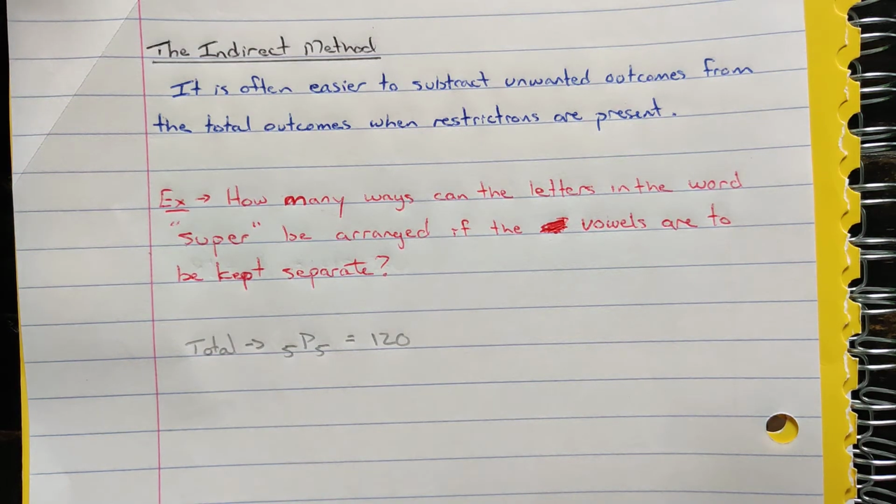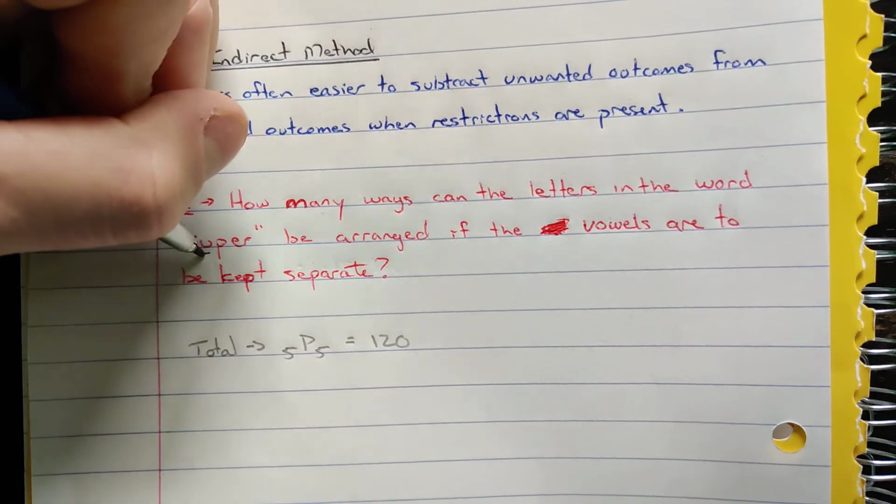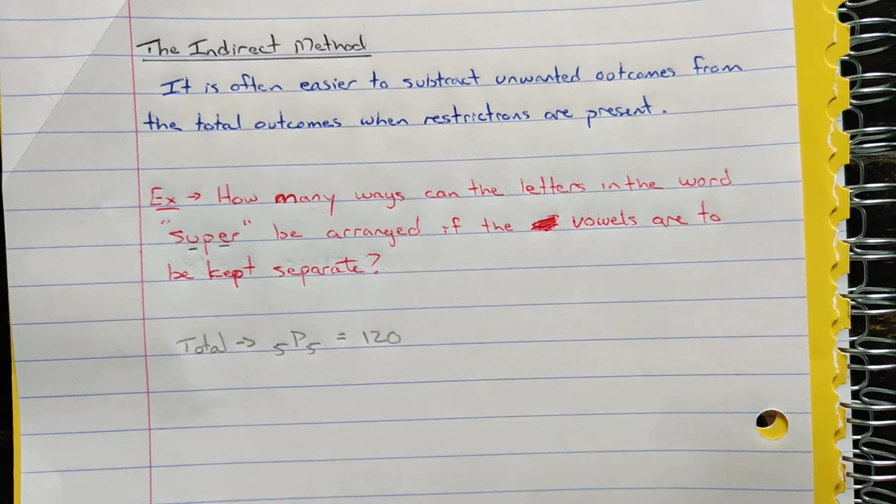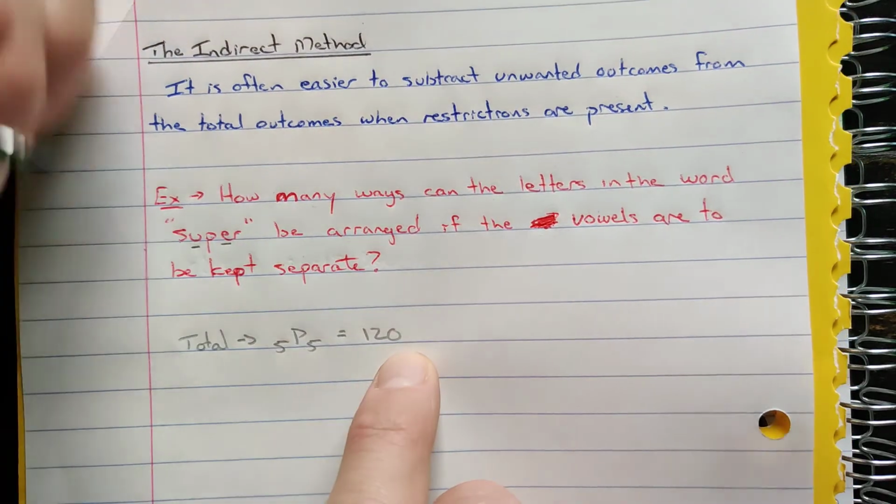Now, if we have to keep the vowels separate, that means they're not going to be together. So what if we looked at the vowels, the U and the E, as if they were together, and then subtracted the ways they're together from the total number of ways? That would leave all the cases where they're not together. So the total number of ways is 120.